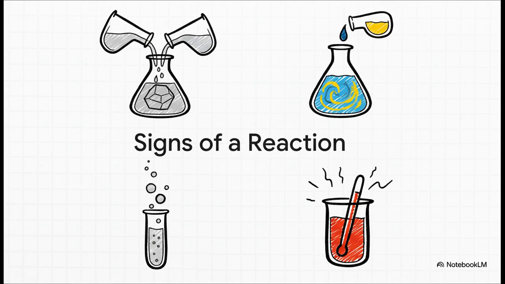Okay, so how can you tell if a chemical reaction has actually happened? Well, you can be a detective and look for some classic signs. Did the color change? Are bubbles of gas suddenly appearing? Did it get hot or cold all of a sudden? If you see any of these clues, you are literally watching chemistry happen right in front of you.